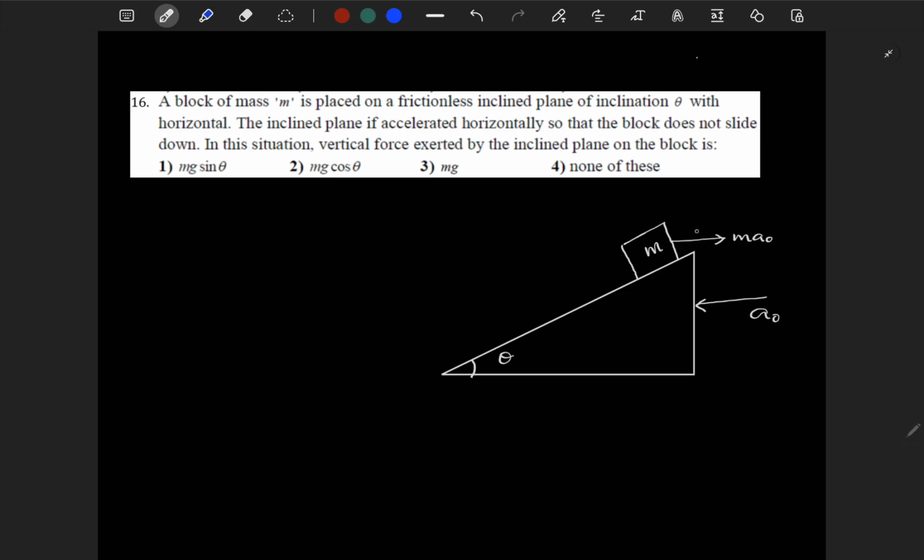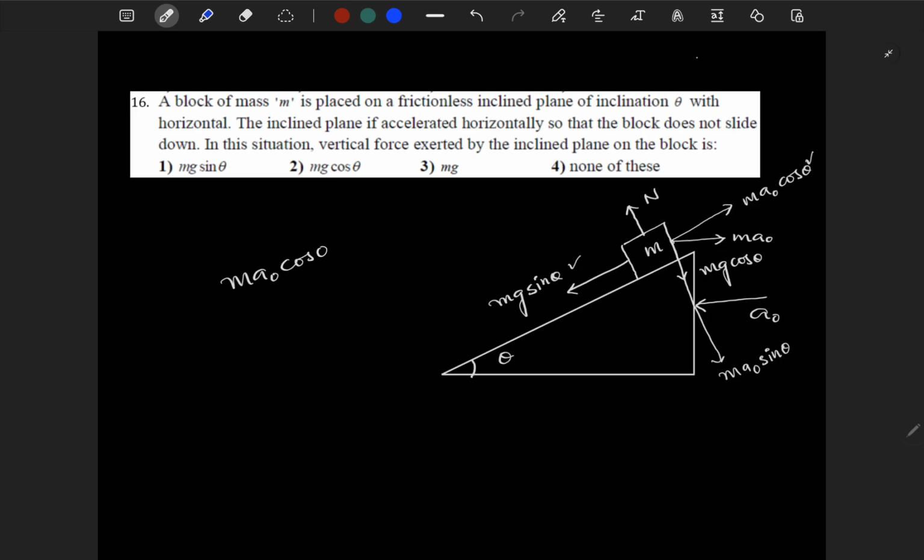So let's write the forces acting on it. This is m a naught, so this would become m a naught cos theta, and this is m a naught sin theta. The normal force is this, and this is mg sin theta, and in this direction there is also mg cos theta. If the block is at rest with respect to the inclined plane, then this and this, which are along the inclined plane, have to be the same. So you can write m a naught cos theta is equal to mg sin theta, which gives a naught is equal to g tan theta.